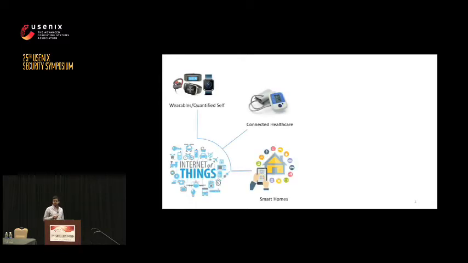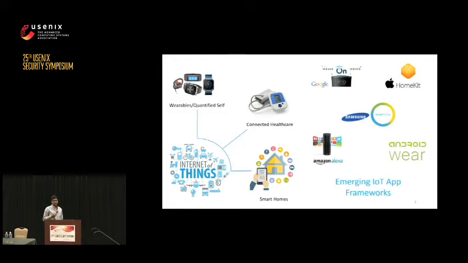Okay, so the IoT has several application frameworks, several application domains, including wearables, connected healthcare, and smart homes. And all of these application domains produce a lot of sensitive information related to a person's activities, and even a person's family members. Furthermore, we're seeing an emergence of several third-party application frameworks that enable developers to build applications that compute on all of this sensitive data. Google Brillo and Weave, Samsung SmartThings, and Apple HomeKit are a few examples.